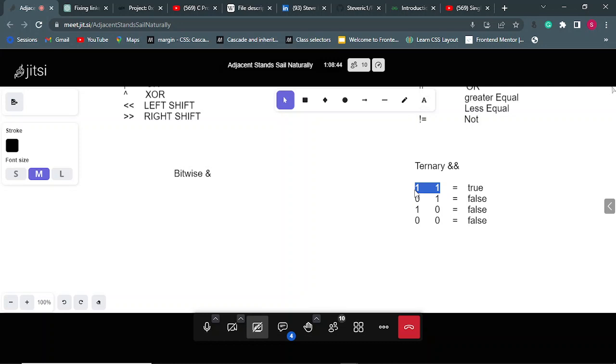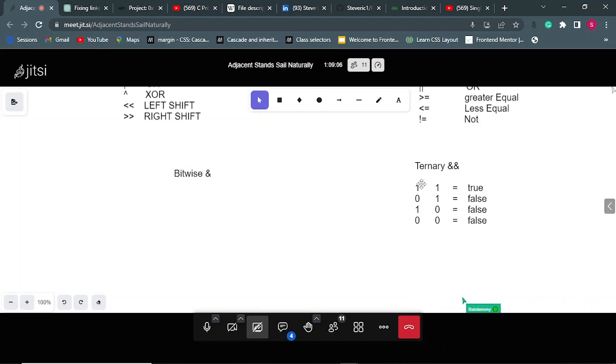Remember, how many bits make a byte? 8 bits. So let's assume that we have 8 bits of ones here, and both sides are true, so it is going to return a byte, which is true. That is the ternary operator we understand.